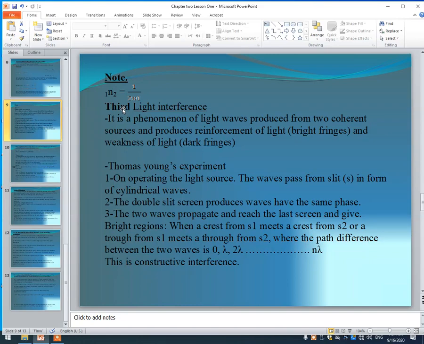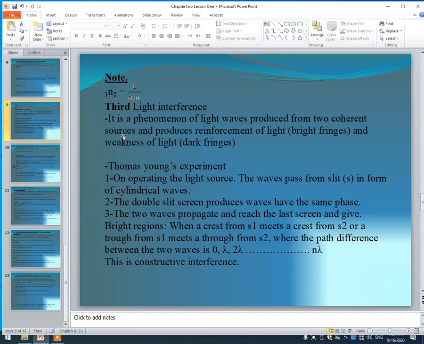Here the third process which shows that light is considered a wave is light interference. What is the meaning of light interference? It's a phenomenon of light waves. These two waves are produced from two coherent sources.